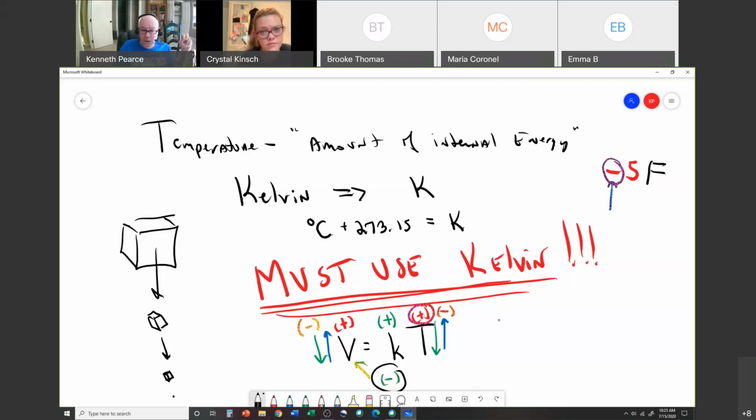All right, and so Kelvin has no negative temperatures. Kelvin has no negative temperature. Once you hit 0 on the Kelvin scale, that's it. 0 on the Kelvin scale is called absolute zero, and it's called absolute zero because, well, you absolutely cannot get less than 0 on Kelvin.